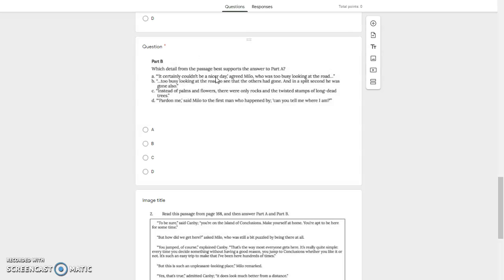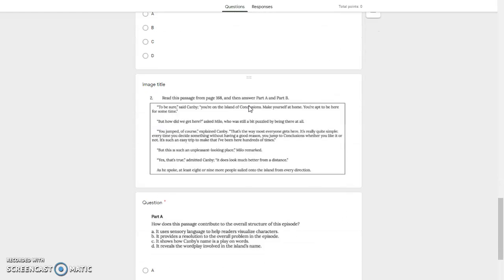It certainly couldn't be a nicer day, agreed Milo, who was too busy looking at the road. Too busy looking at the road to see that the others had gone. And in a split second, he was gone also. Instead of the palms and flowers, there were only rocks and twisted stumps of long-dead trees. Pardon me, said Milo to the first man who happened by. Can you tell me where I am?